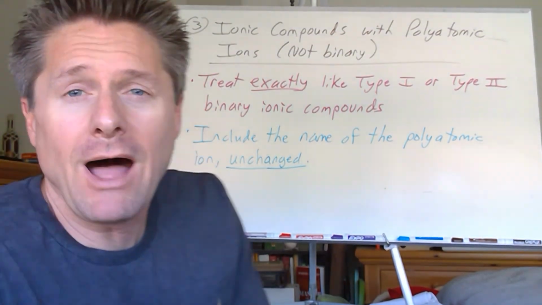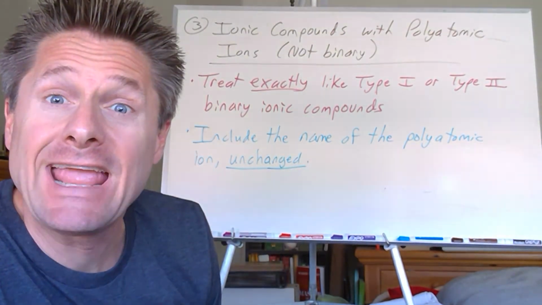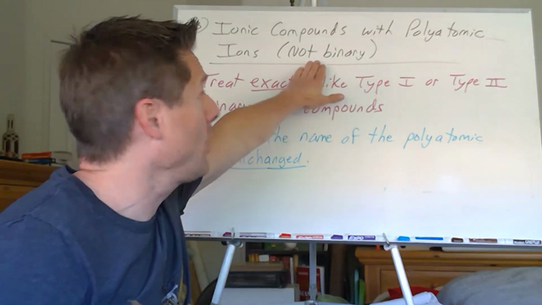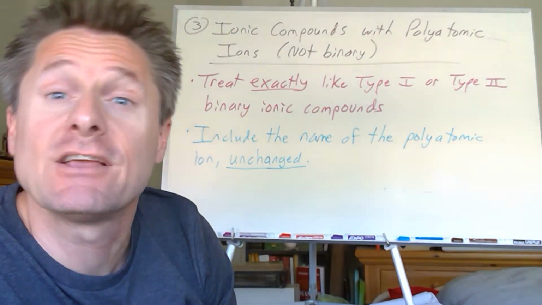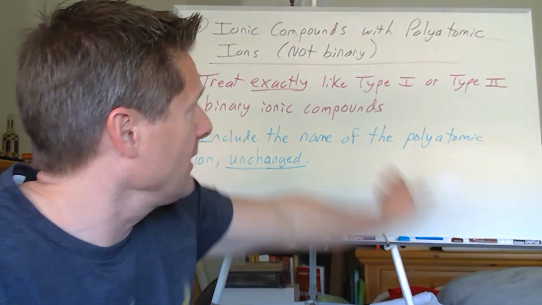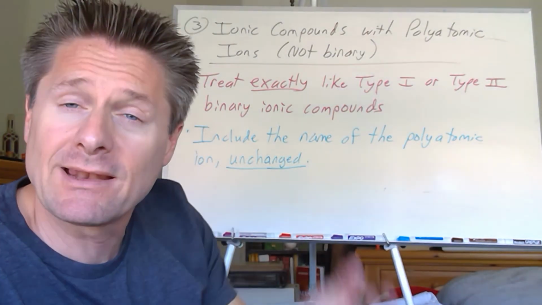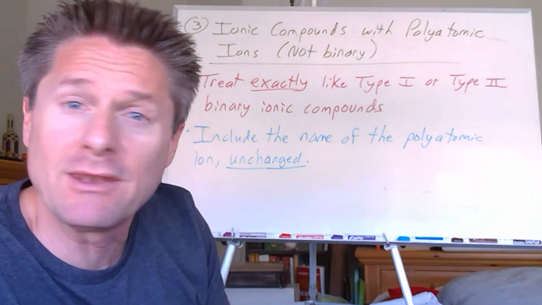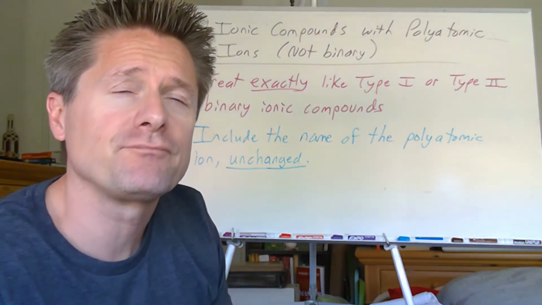So for ionic compounds that contain polyatomic ions, again, they're no longer binary. That's how you recognize them. Don't freak out. Just name them exactly like we did type 1 or type 2. So look, recognize the metal. Is it type 1 metal or type 2 metal? Name the metals exactly the same way.